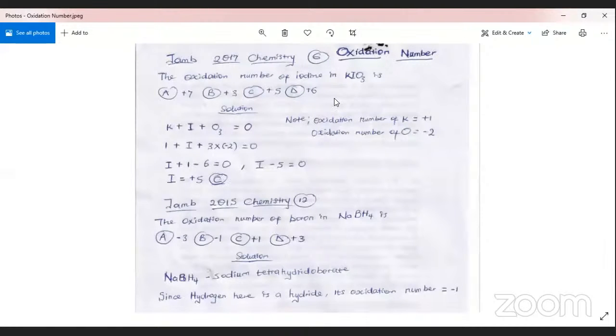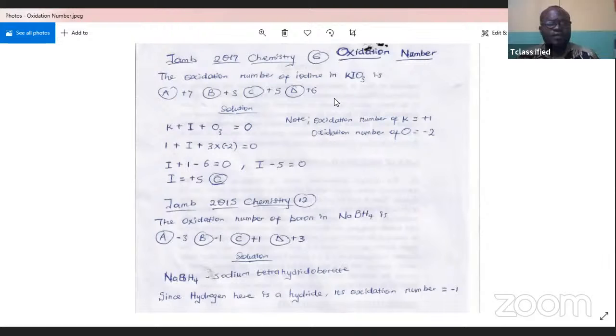The oxidation number of iodine in KIO3 is what, isn't it? Yes. So we have option A, +7, +3, +5, and +6. Now, in every neutral compound, you understand, the summation of the oxidation numbers is 0. That's the first thing you take note of. So you have KIO3.